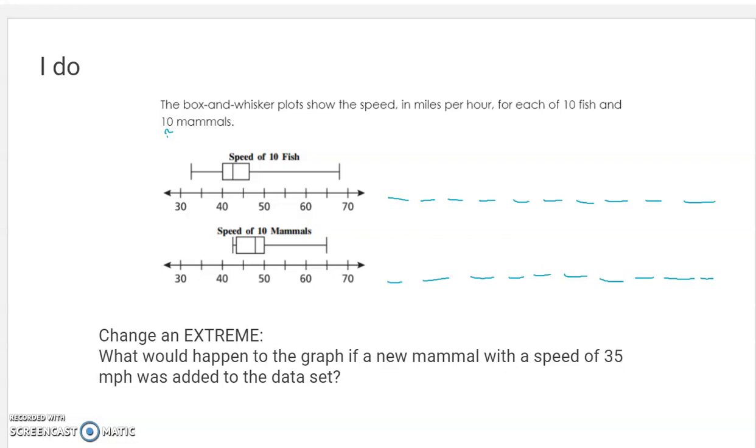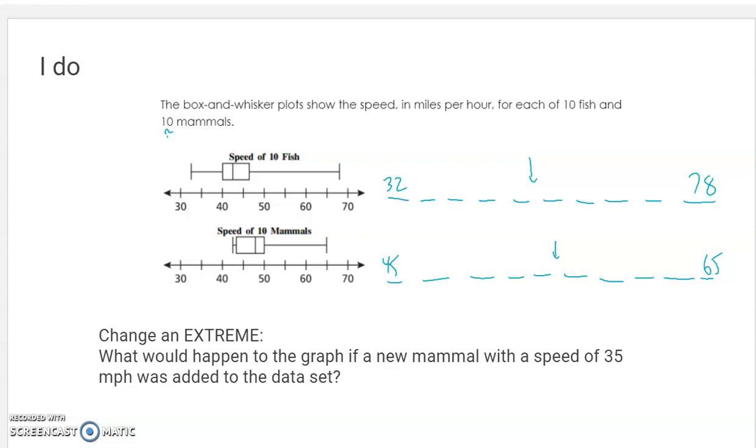In the fish, we can estimate the lower extreme. Looks like it's probably about 32. The upper extreme, probably about 78. Here, the lower extreme is about 45 and the upper extreme about 65. Then we also know the median of each set, where there are 5 on each side.